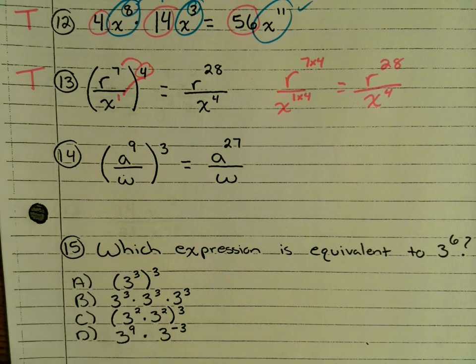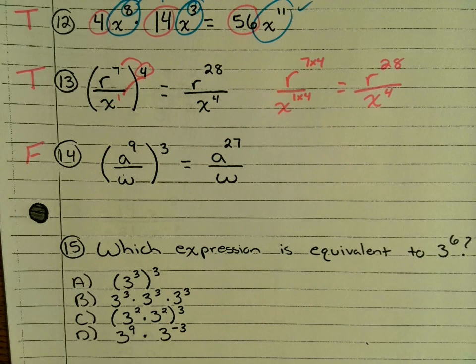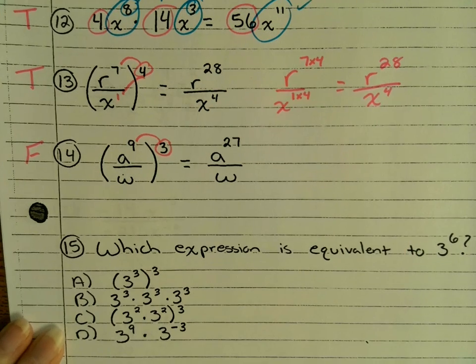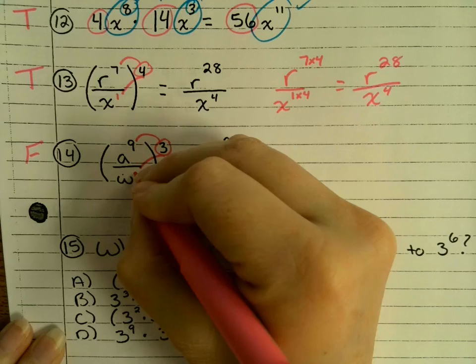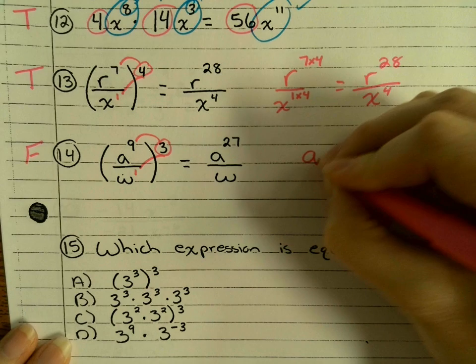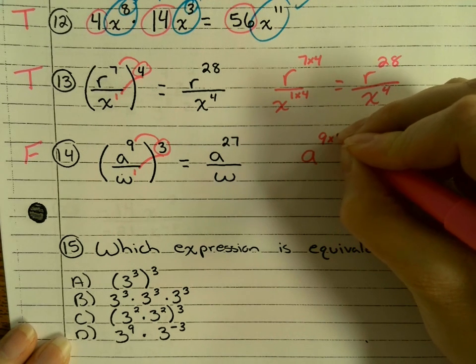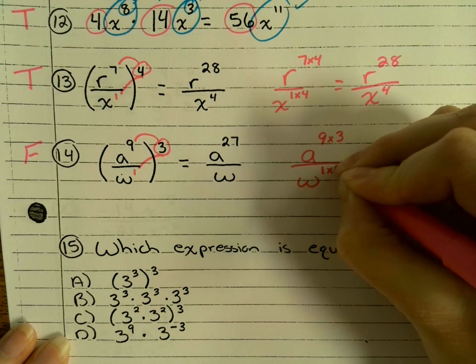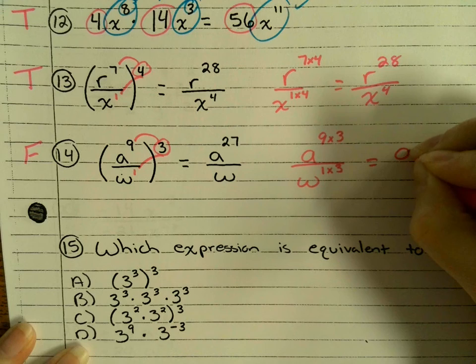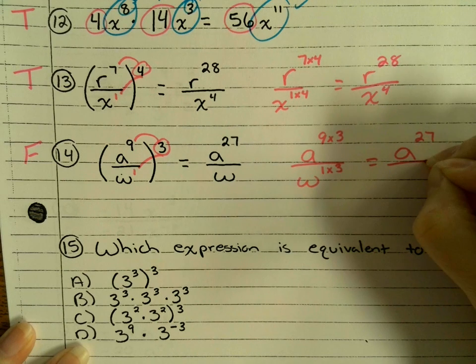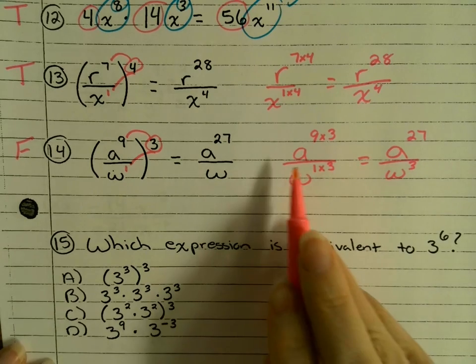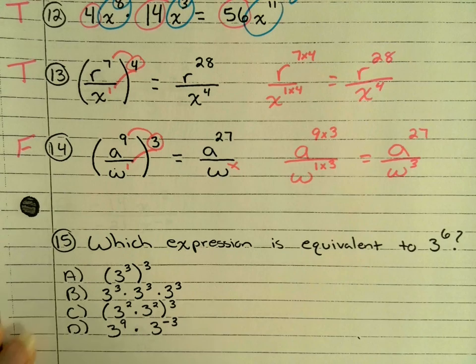For problem number 14, that is a false statement because you have to, again, distribute it not just to the top, but you have to distribute it to the bottom. Okay, so that means you should have a to the 9 times 3 power over w to the 1 times 3 power. So you should have gotten a to the 27th over w to the 3rd power. It should be w to the 3rd, not just w. So here's where they were wrong.